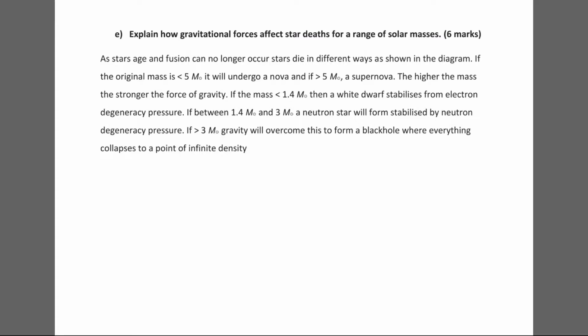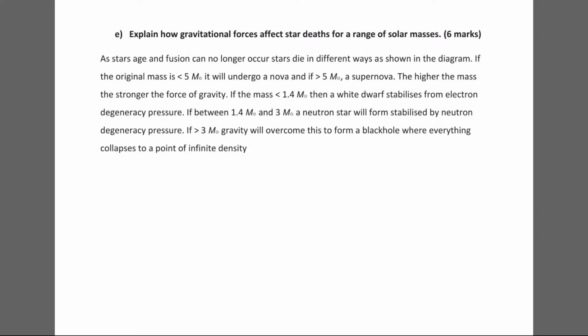As stars age and fusion can no longer occur, stars die in different ways. If the original mass is less than 5 solar masses, it will undergo a nova, and if greater than 5 solar masses, a supernova. A nova is just an explosion. A solar explosion, I should say. The higher the mass, the stronger the force of gravity.